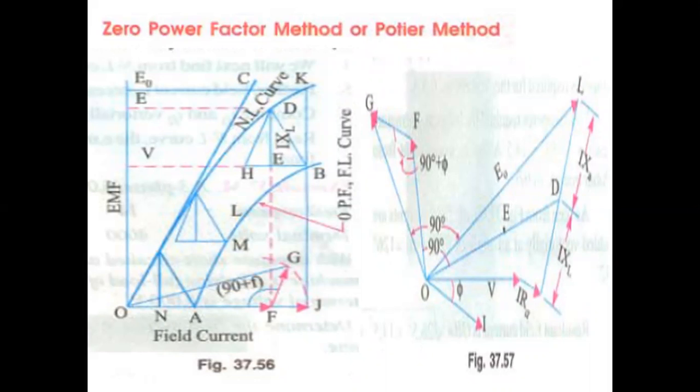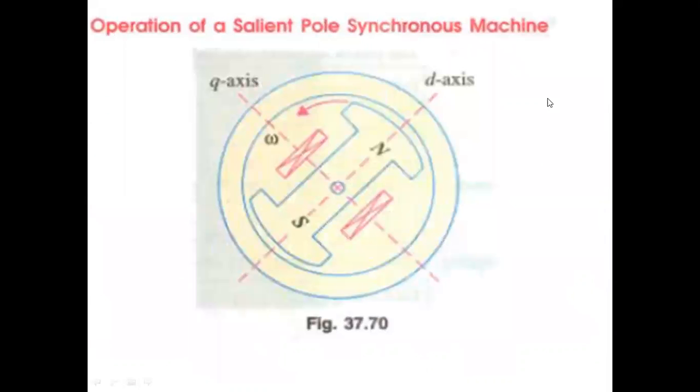Okay, and next, operation of a salient pole synchronous machine. So see here, if you take a multipolar machine, that means more than 2 poles. If it is having 4 poles, 6 poles, 8 poles, it is called a multipolar machine.